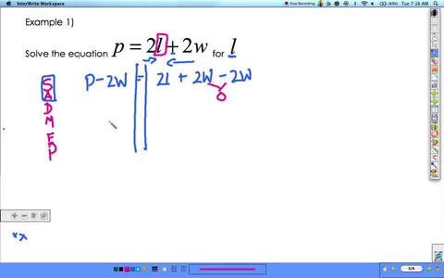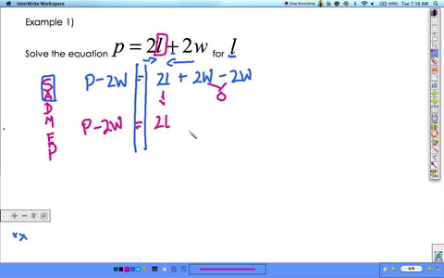So we have P minus 2W. Let me write that again because it's not so beautiful. And that's going to be equal to 2L.